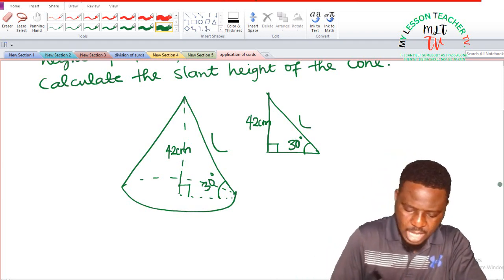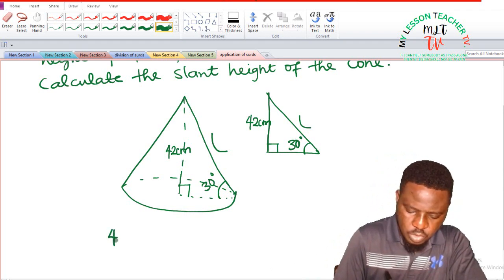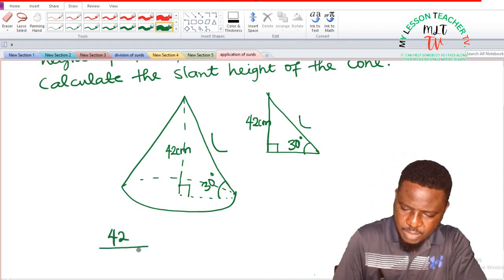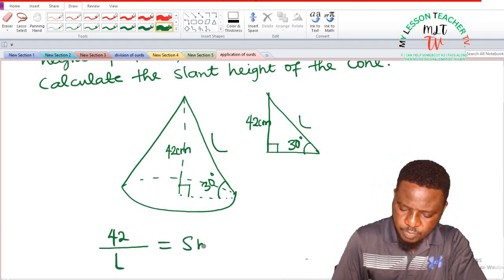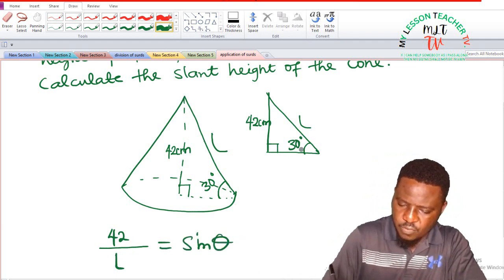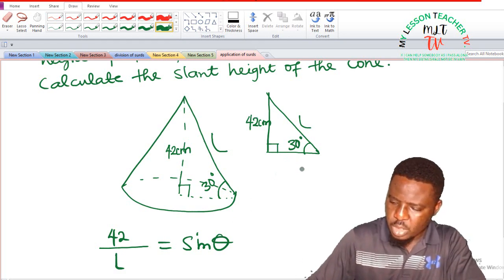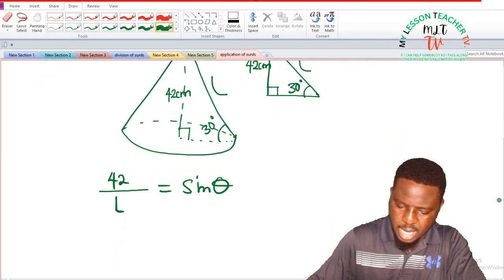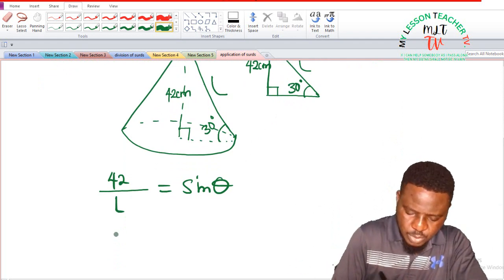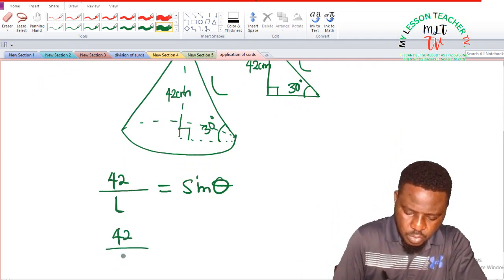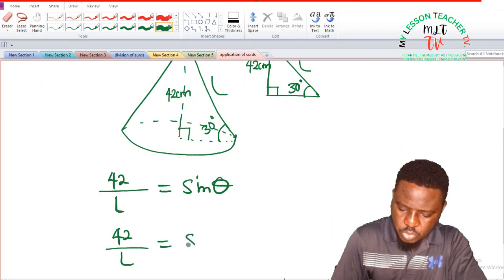So this can be represented in trig ratios as 42 divided by L is said to be equal to sine theta. For sine theta is said to be the ratio of the opposite side to the hypotenuse side. So this becomes 42 divided by L is equal to sine 30 degrees.